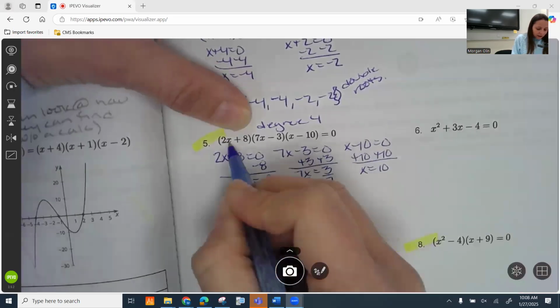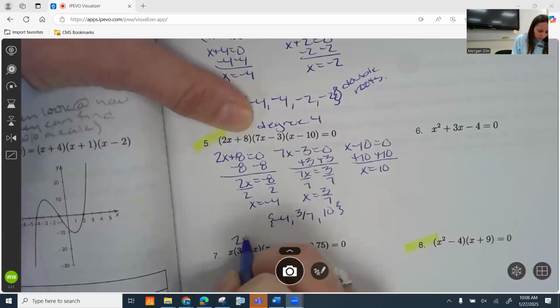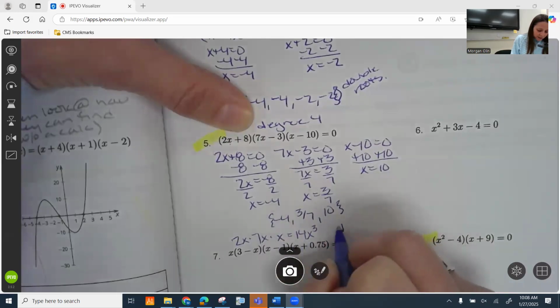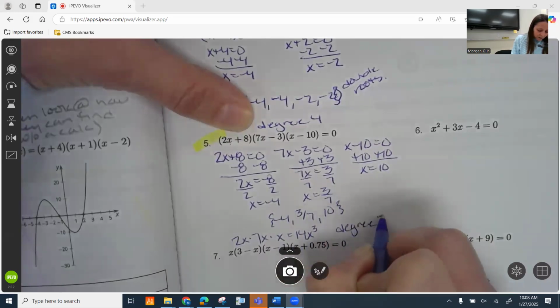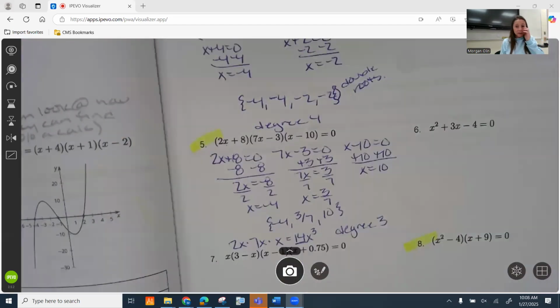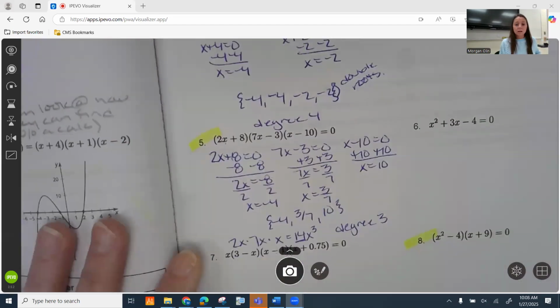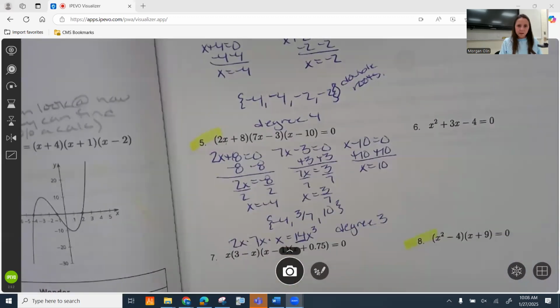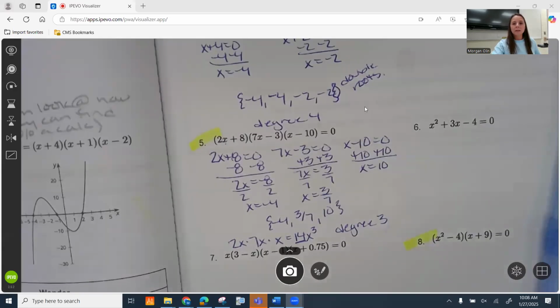And still look at it. Here, you would be doing 2x times 7x times x. So that would give me 14x cubed. Still, our degree here is 3. Now, our leading coefficient is actually 14, in case you needed to know that. All right, but look, 3 roots, degree 3. Now, if you have trouble solving this, we can go to our calculator.